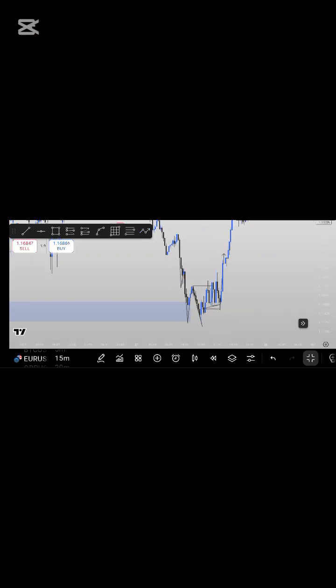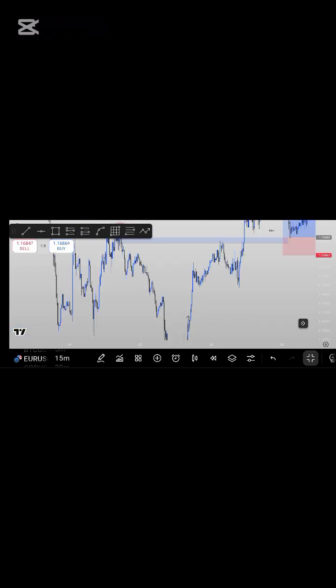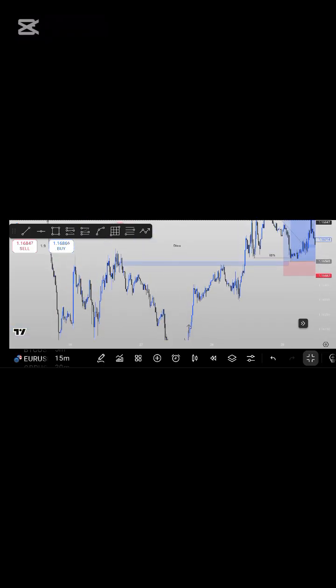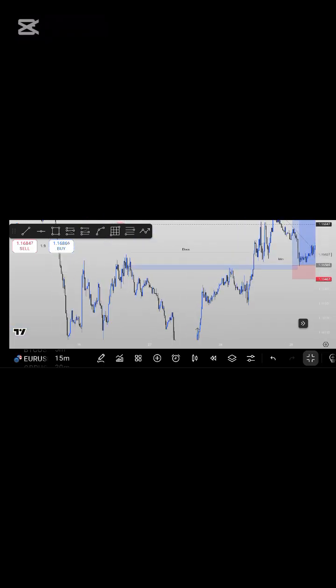Then after the buy to the upside, we now get another entry again, because this is a resistance zone in price. Then this will now be our double break of structure.